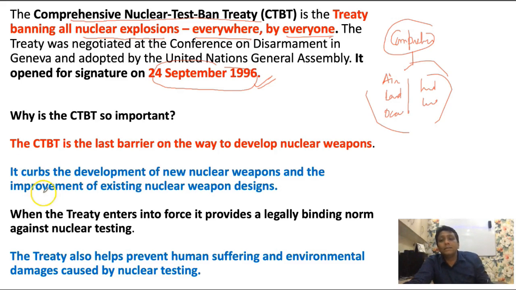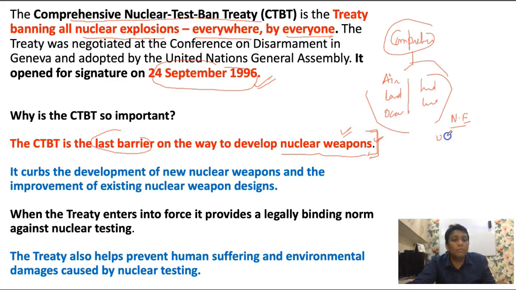Okay, why is CTBT so important? It is the last barrier on the way to developing nuclear weapons. So definitely, guys, if CTBT does not come, some countries can misuse nuclear energy for defense purposes. Nuclear energy means fuel such as uranium, plutonium and thorium. It can be used for two purposes: constructive uses, such as electricity generation, and destructive purposes, meaning the atom bomb.